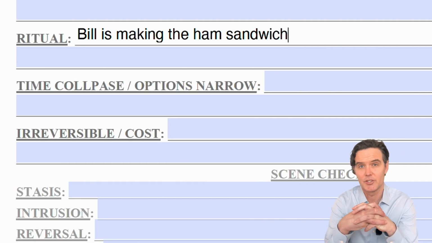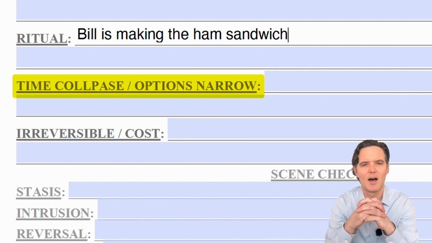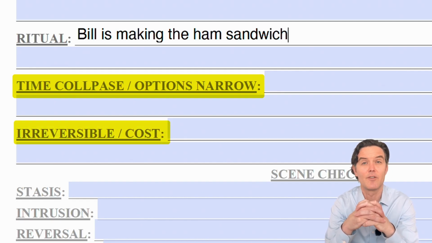So these next two sections are a little bit of secret sauce. I'm talking about time collapse, options narrowing, irreversible, and cost. What are these here for? You can write a perfectly good scene and story where a character just wants something and is thwarted and tries to get it again. But the problem with that kind of writing is that stories can have a tendency to reset. I didn't get what I wanted, but I'm still generally okay. Now I'll just try again.